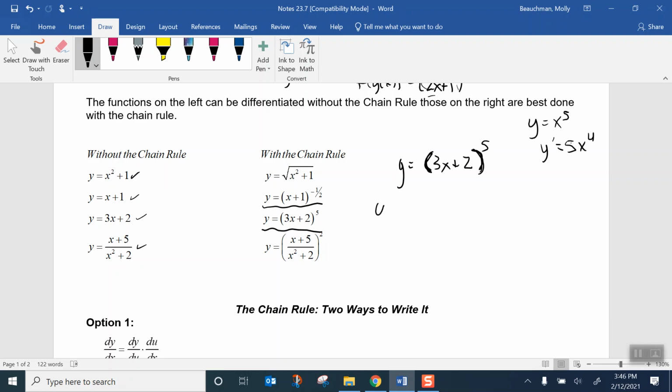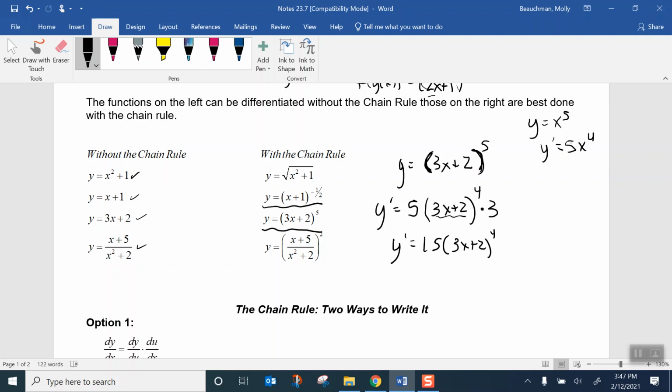So our derivative is going to be y prime equals, apply the power rule, 5 times (3x plus 2) to the power of 4, but we're not finished because what's on the inside, we're going to take the derivative of that as well. So times the derivative of the expression on the inside. In this case, the derivative of 3x plus 2 would be 3. So we end up with a derivative of 15 times (3x plus 2) to the 4th.